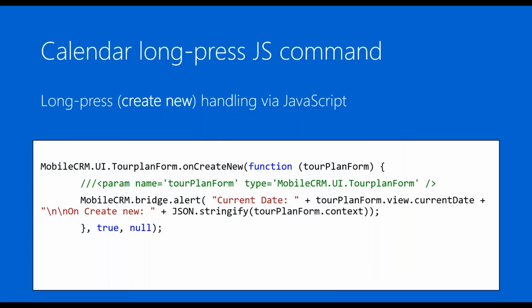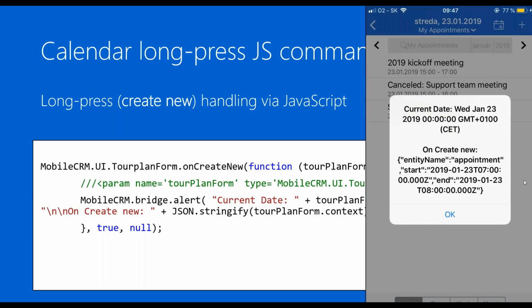So for the long press, if you want to handle creating a new record on the calendar, it's actually quite simple. You just handle the onCreate handler, you provide your own function in there, and what you will get inside the context is where the user has long pressed. So you even get where the start and where the end of the user's long press has been.